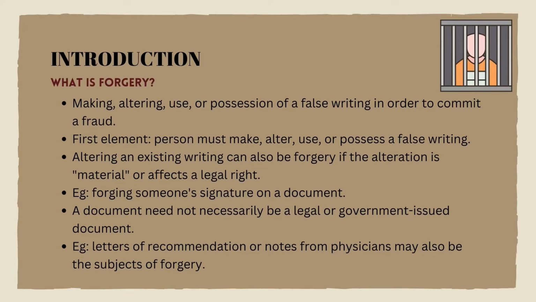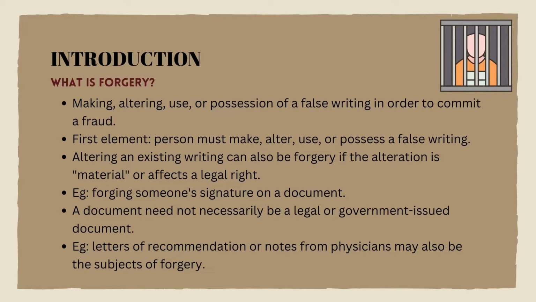What is forgery? Forgery involves the making, altering, use, or possession of a false writing in order to commit a fraud. It can also occur in many forms, from signing another person's name on a check to falsifying one's own academic transcript. Forgery is a very serious offense, and there are several factors when it comes to forgery. The first element of forgery is that a person must make, alter, use, or possess a false writing.